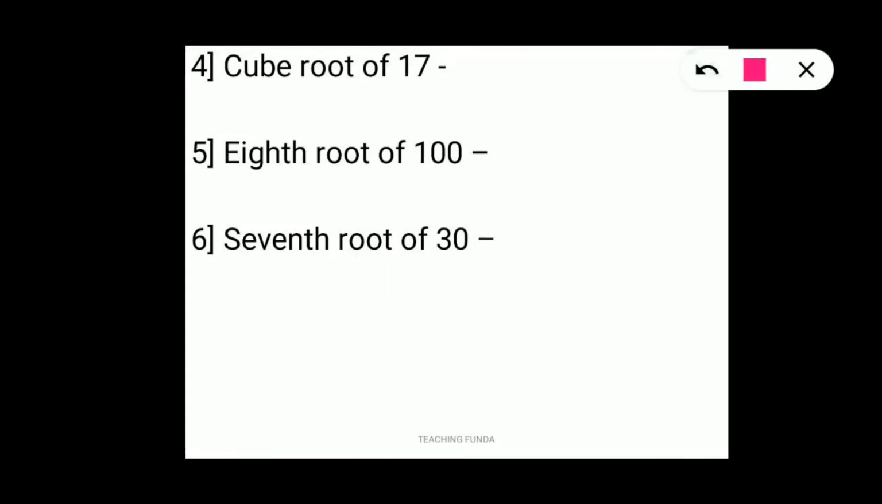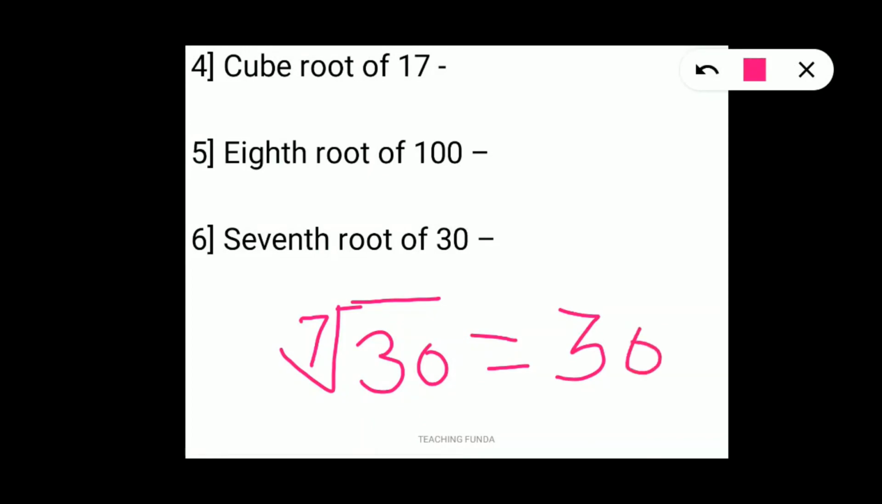Seventh root of 30. First step is what? Draw the radical sign. Write 30. Which root have they given you? 7th. Means 7th root of 30. This is in the radical form. Now you have to write in the index form. Index form is 30 raised to 1 upon 7. Okay, students, I hope your concept is clear to you.